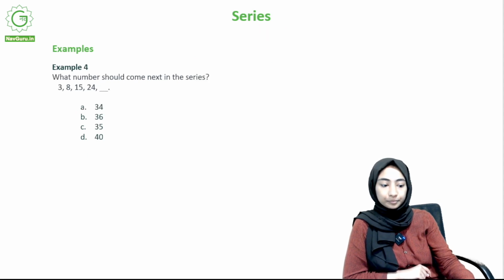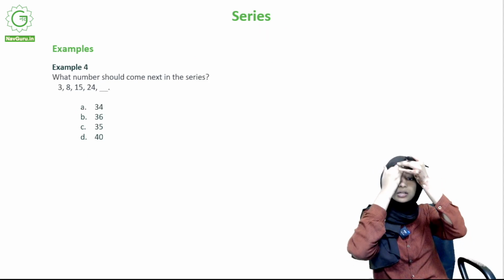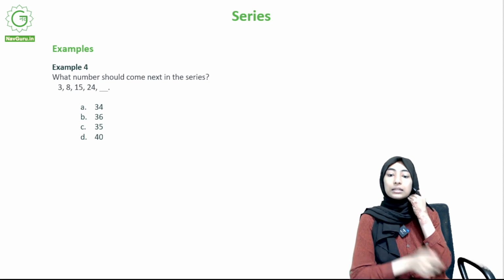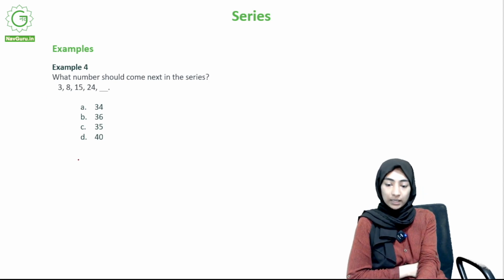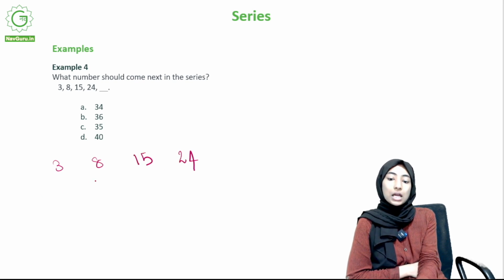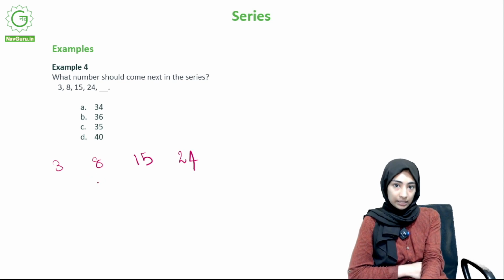Moving on. What number should come next in the series? 3, 8, 15, 24. Okay, 3. What is the difference between 3 and 8? What is 8 minus 3? 5, right? So it is a plus 5 here.